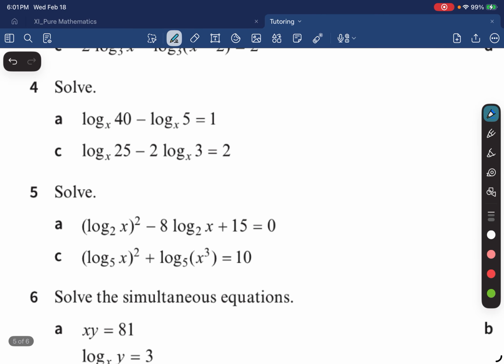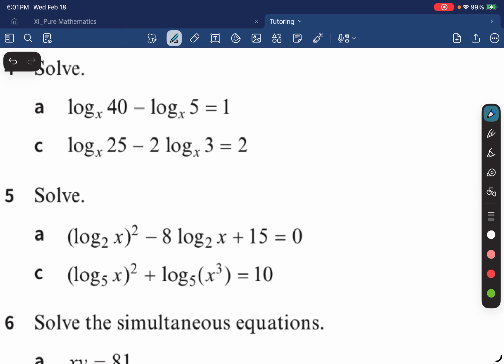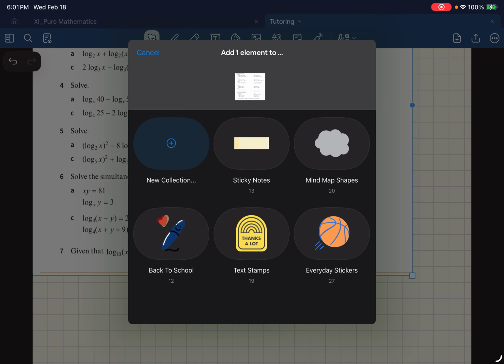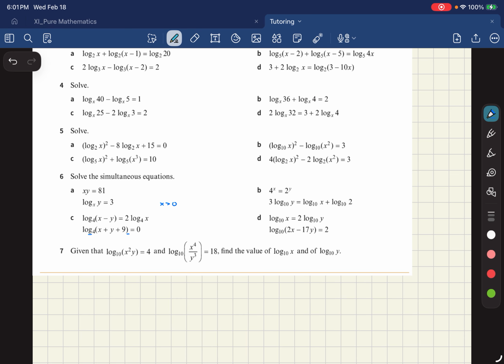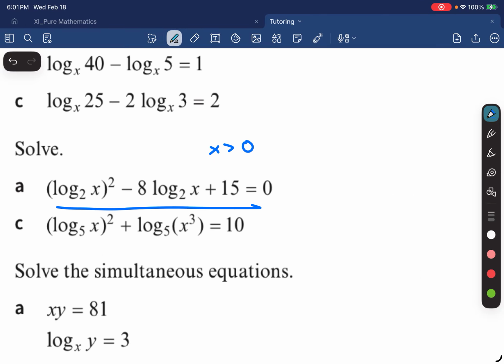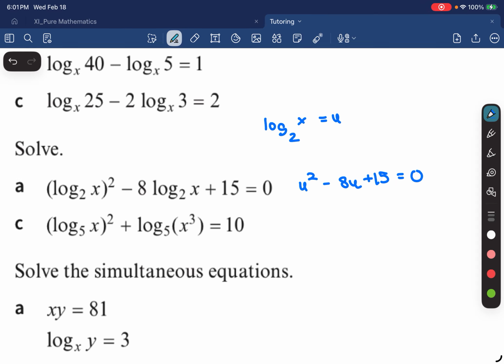So 5A, now we have to remember that because x is here, x has to be bigger than 0. That is the thing to remember. Now, this looks to me like a quadratic equation. For here, this x has to be bigger than 0, right? So this looks to me like a quadratic equation. Why? Because if I say that log base 2 of x is equal to u, then I have u squared minus 8u plus 15 equal to 0.